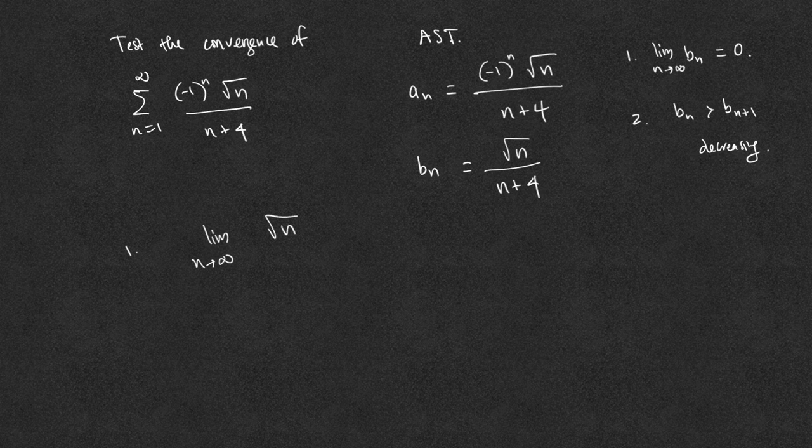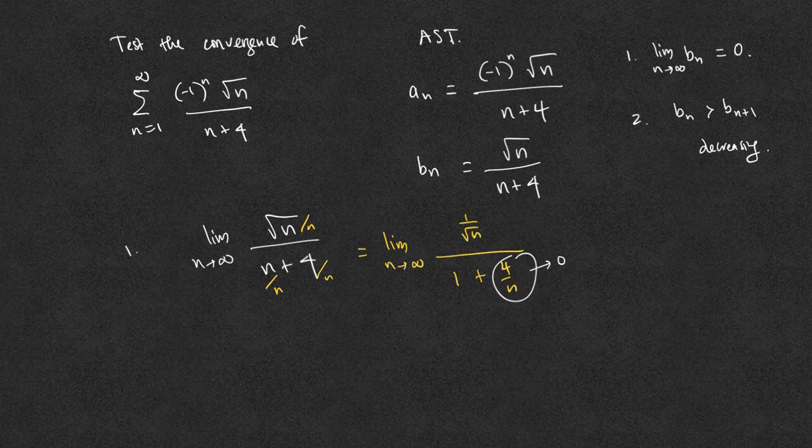For the first condition, we simply take the limit as n goes to infinity of the square root of n over n plus 4. This is a simple limit where we divide every term by n, n being the highest degree in the denominator. This is the limit as n goes to infinity of the square root of n over n, which is 1 over the square root of n in the numerator. n over n is 1, plus 4 over n. As n goes to infinity, we see that 4 over n goes to 0 and 1 over the square root of n goes to 0 as well. This is 0 over 1, or 0. So the first condition is satisfied.